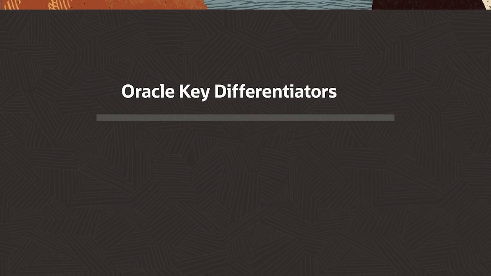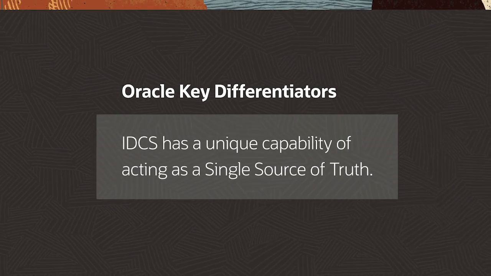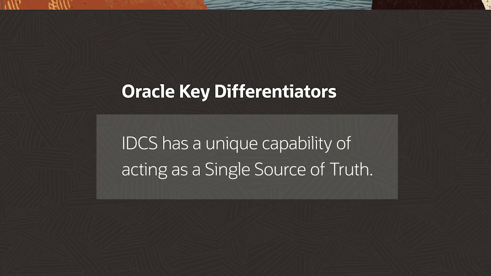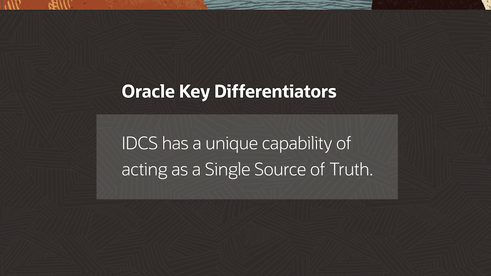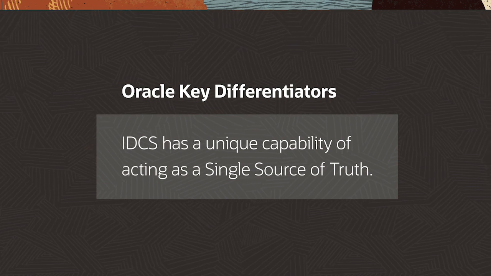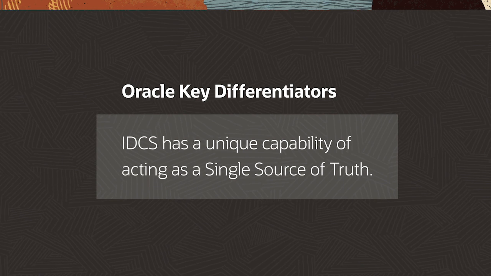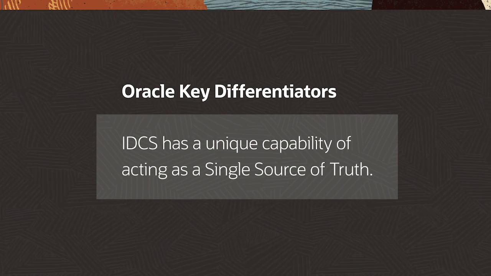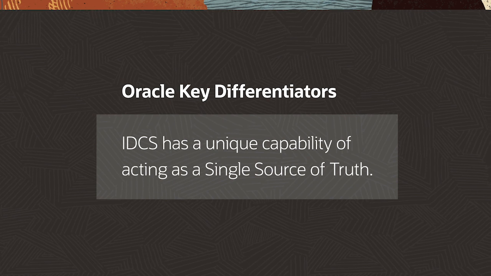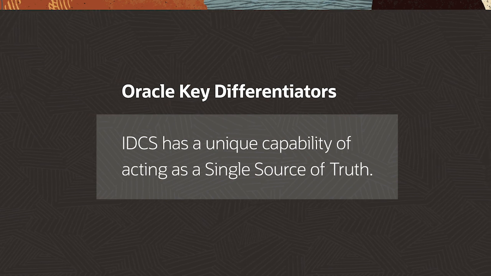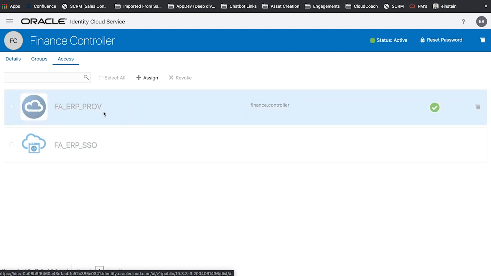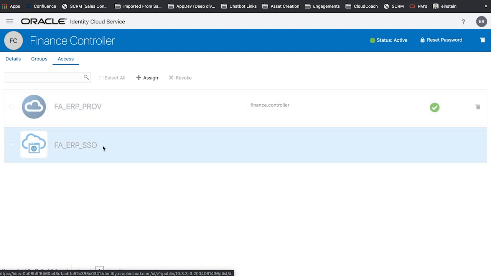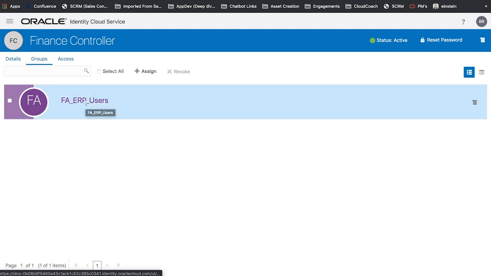This highlights the key differentiator of IDCS's unique capability of acting as a single source of truth. Since the user was created in IDCS, his information will be centrally managed from the console. This ultimately helps enterprises streamline their user onboarding process by removing the need for manual creations across applications. As you can see here, his account has been provisioned within ERP and he can log into the ERP application using SSO because he's been assigned to this group.